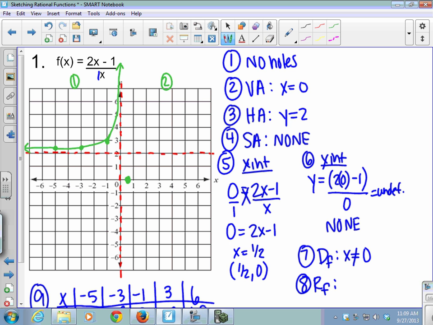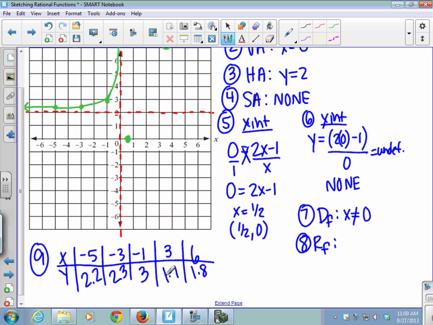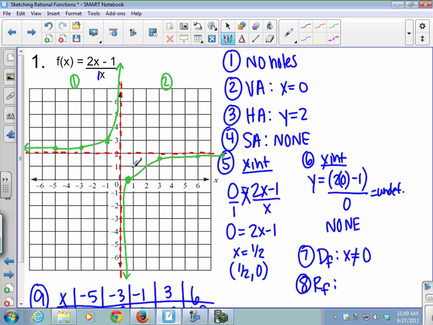Over here, I'm going to graph the rest of these points. So 3 goes to 1.7. 6 goes to 1.8, so it's close to that asymptote. These 3 are going to connect, and then it's going to follow the asymptote. So it's going to shoot down, follow the asymptote, and shoot out, follow the asymptote. And so here's our graph.